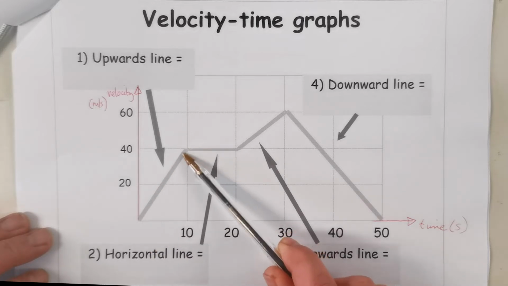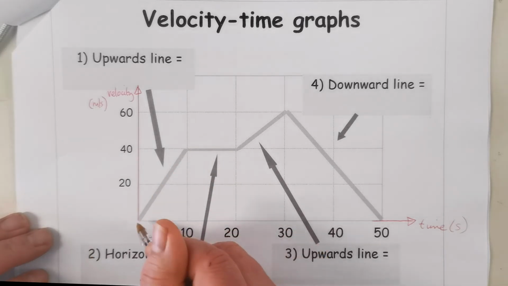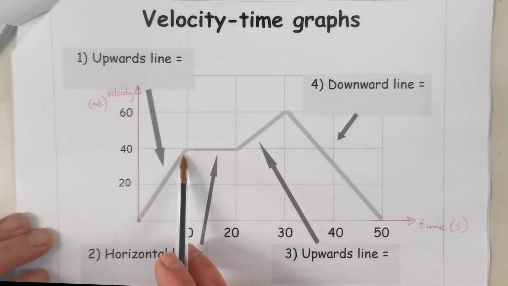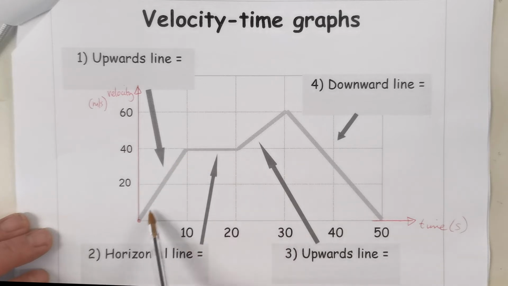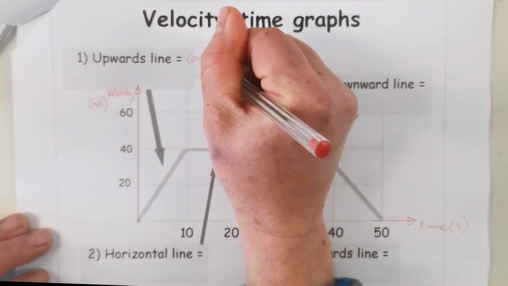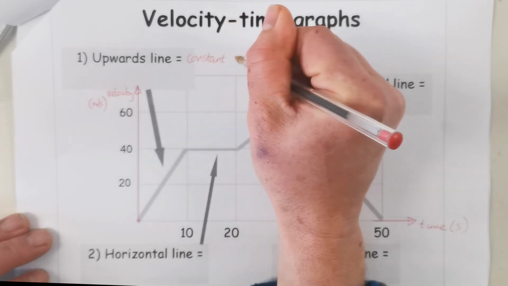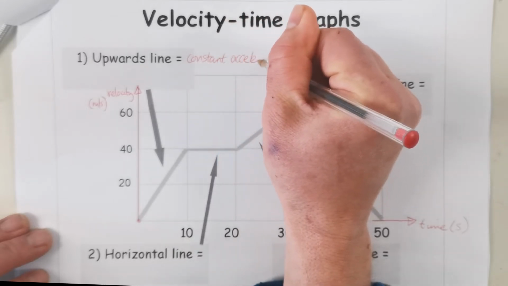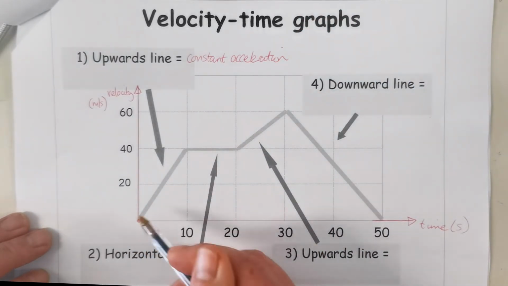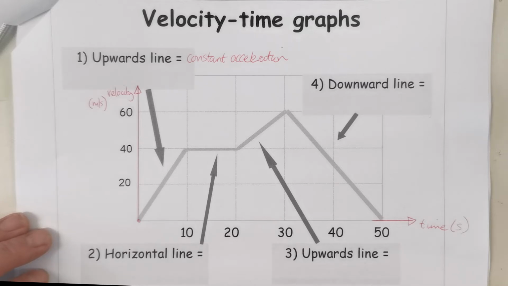So let's look at this first section here. Well, we start off here at time equals 0, and over the next 10 seconds, we end up at 40 meters per second. This is a straight line. That means our velocity is changing and it's increasing, and a straight line means it's increasing at a constant rate. So that, in effect, is what we call constant acceleration. If you have a straight line on a velocity time graph like this going up, that would be constant acceleration.